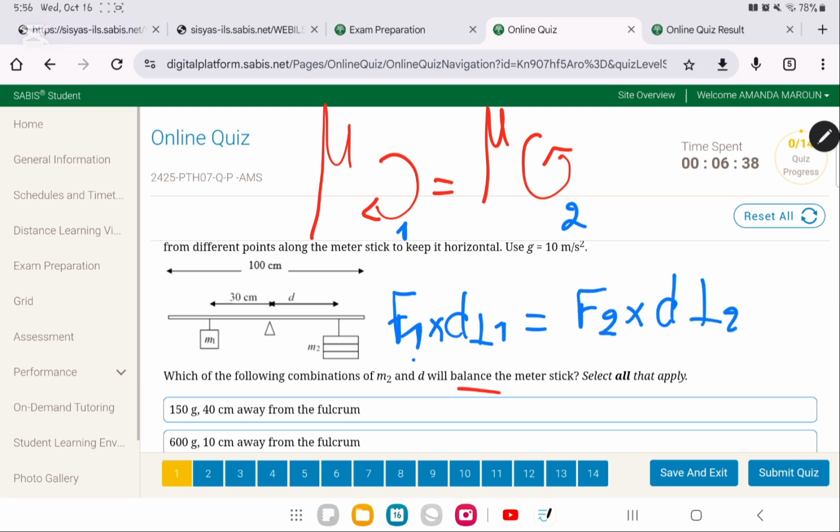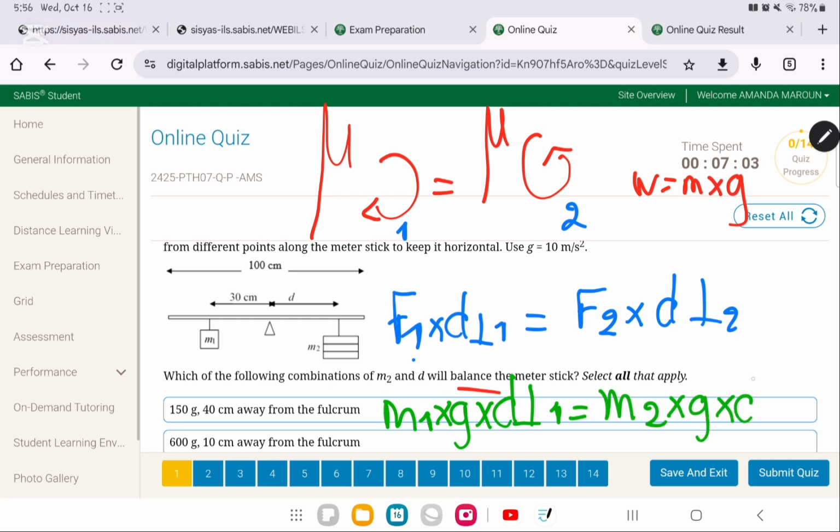Here, if you're looking for the force, the only force here is the weight. The rule for the weight is mass times gravitational force. So we can substitute the forces by mass. It will be mass 1 times g, because g is always the same, times perpendicular distance 1, equal to mass 2 times g times perpendicular distance 2. g will cancel out with g, and so you get a final equation which is m1 times perpendicular distance 1 is equal to m2 times perpendicular distance 2.